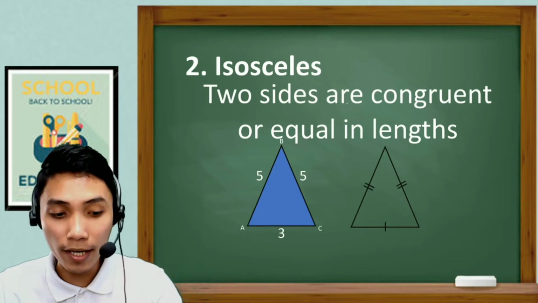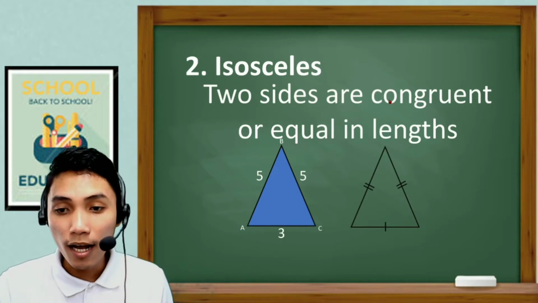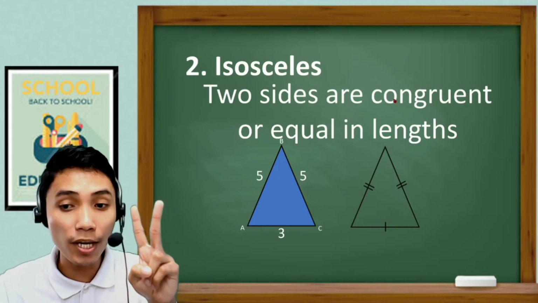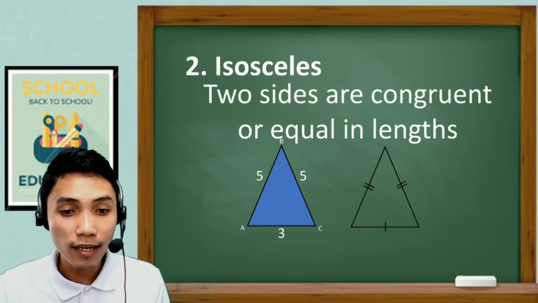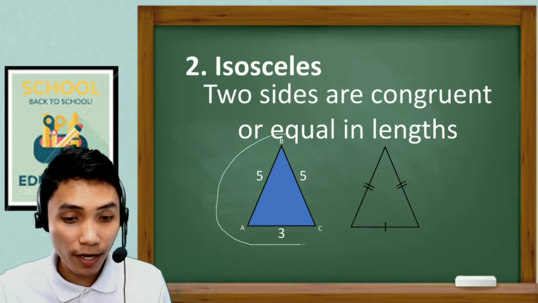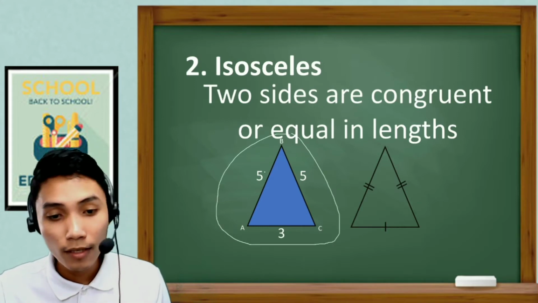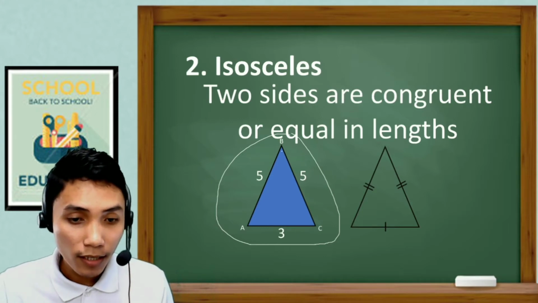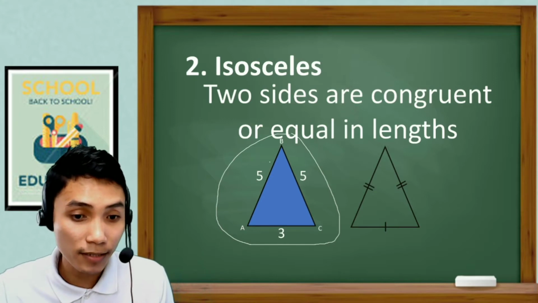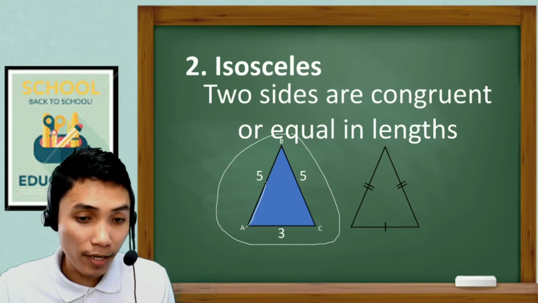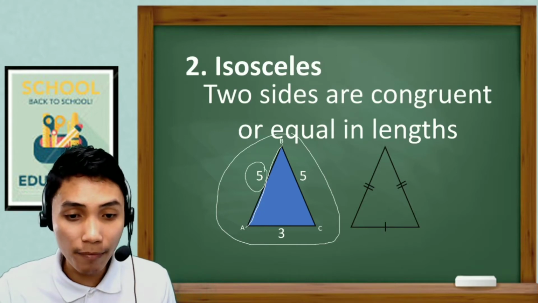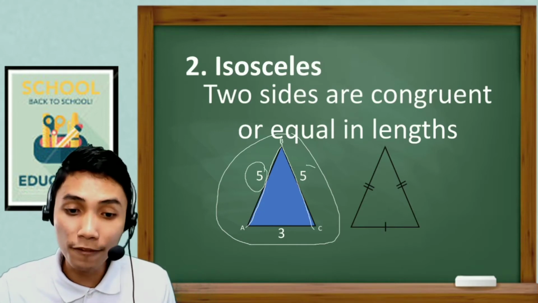The next one is the isosceles. Isosceles, that is, 2 sides are congruent or equal in lengths. Now, look at the figure. We have here an example. So, natay example of the isosceles triangle. The line AB is equal to 5, and the line BC is equal to 5.